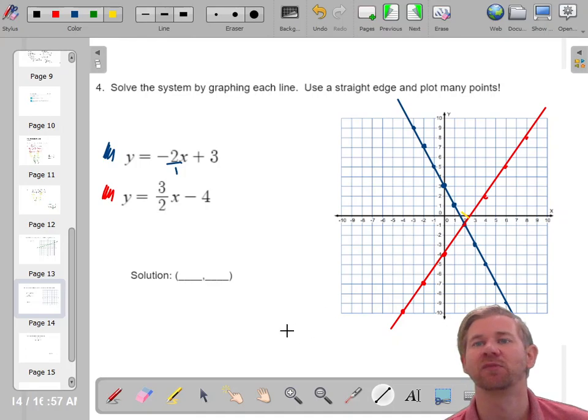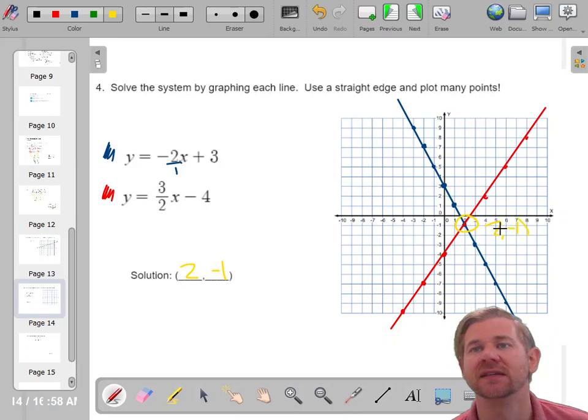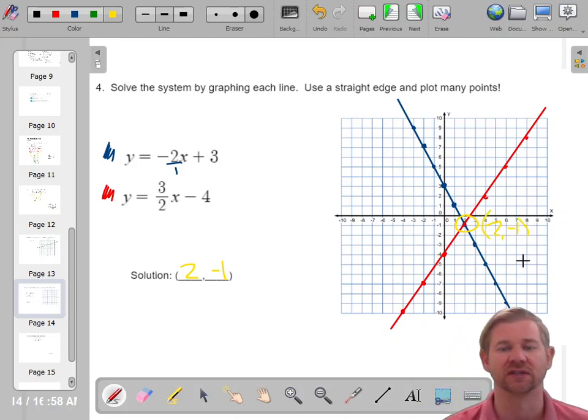Right there is my point of intersection. That is at positive 2, negative 1. So the x-coordinate is 2, the y-coordinate is negative 1. That is the intersection, that is the solution to the system.